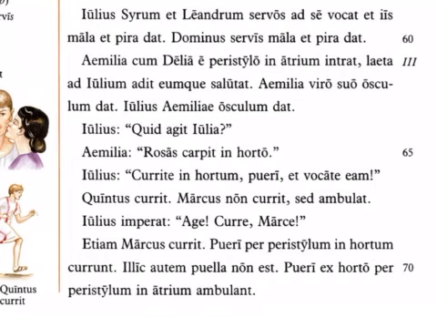All right, take a look at the story. Aemilia cum Delia e peristylo in atrium intrat. Aemilia enters from the peristyle into the atrium with Delia. Laeta ad Julium adit. She goes to Julius happy. Eumque salutat. And she greets him.